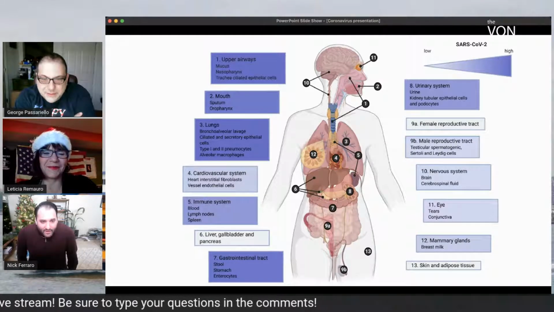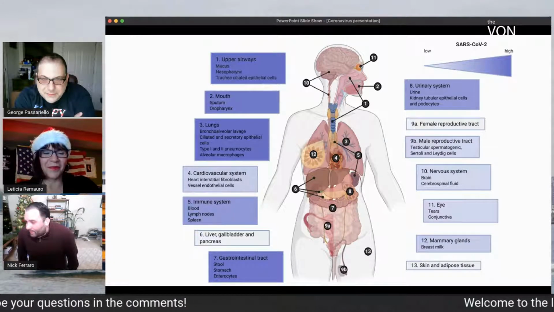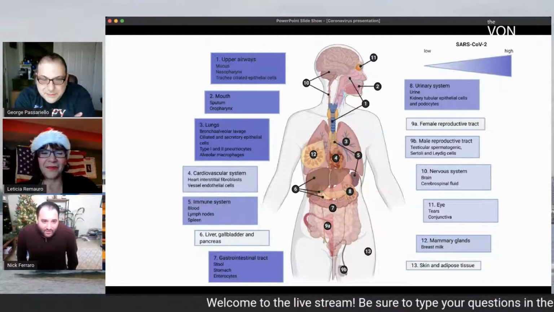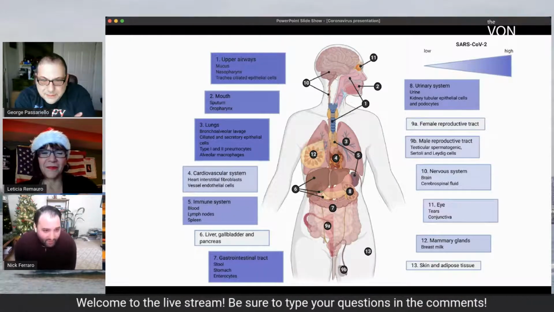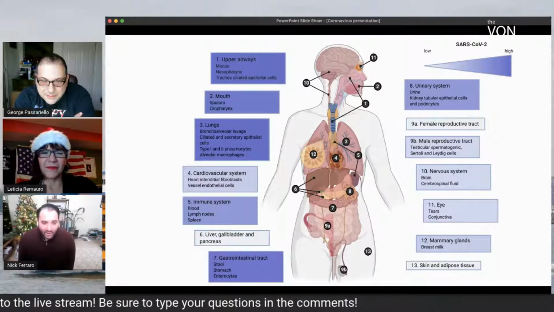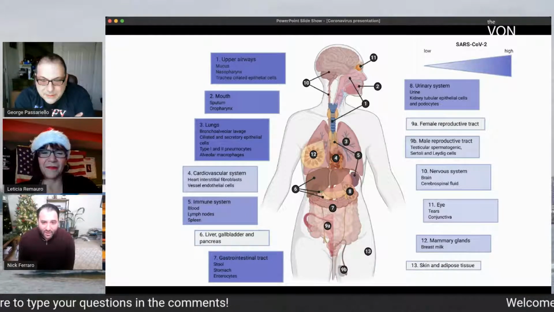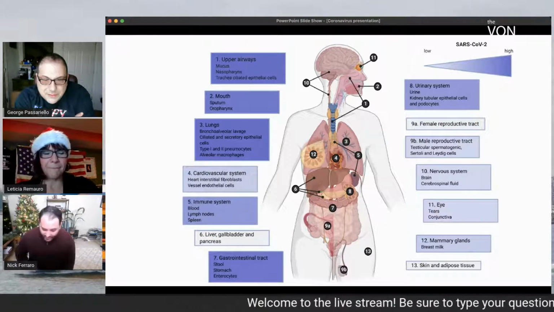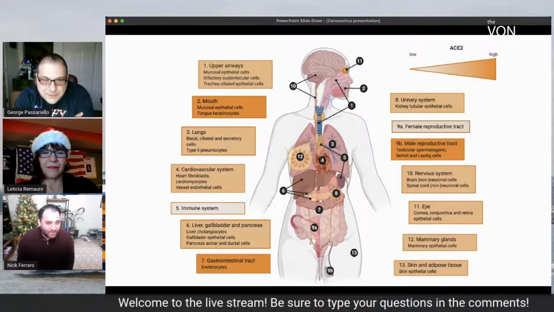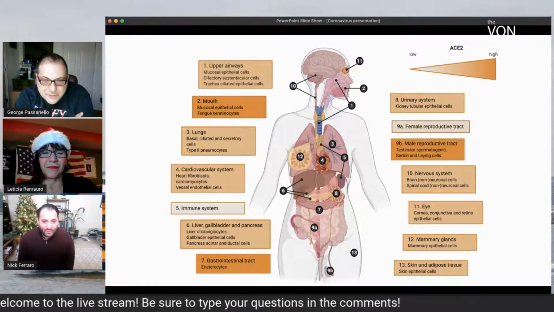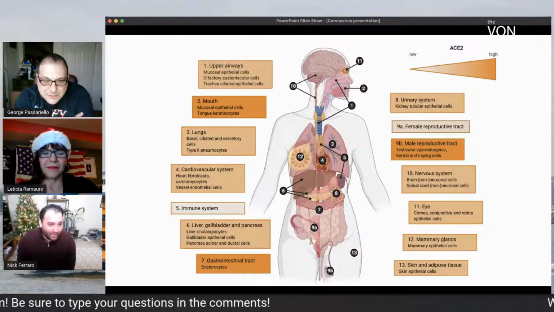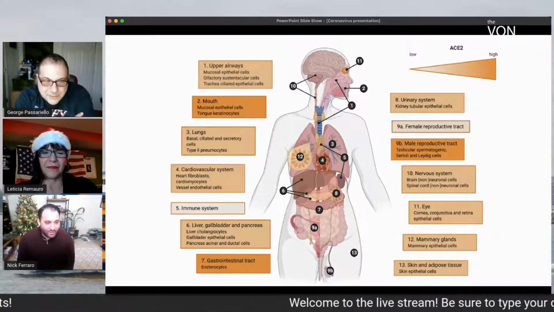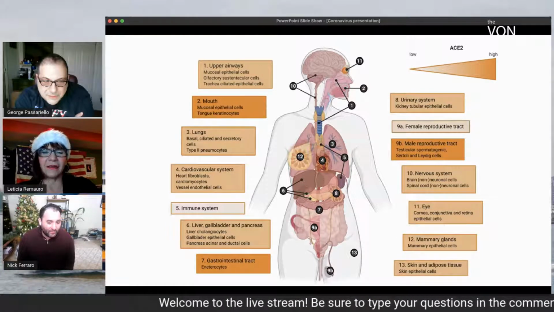They're expressed in immune responses, in order to modulate. So what this picture represents is where the virus can infect. It affects the upper airways, the mouth, the lungs, and can affect the cardiovascular system, gastrointestinal tract, urinary system, pretty much everywhere where there is an ACE2 receptor. And if we look at where the ACE2 receptors are expressed, the ones highlighted in dark yellow are where you have a high level of expression of the ACE2 receptors. Unfortunately for men, it's in the reproductive tract.